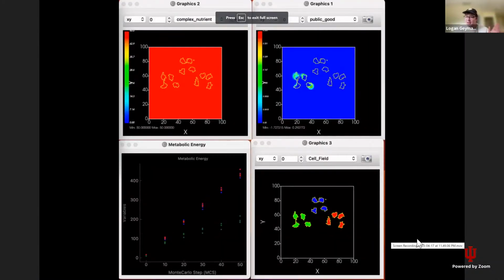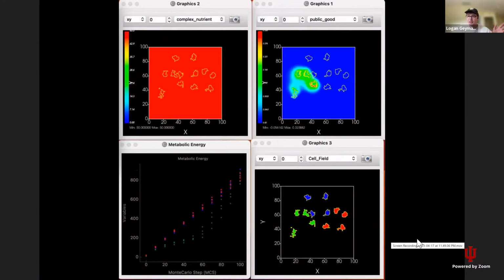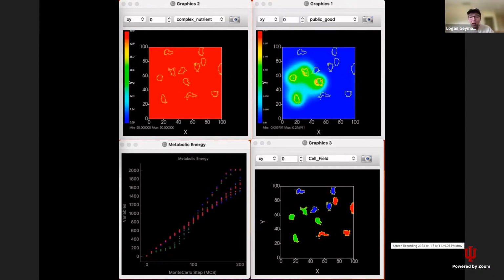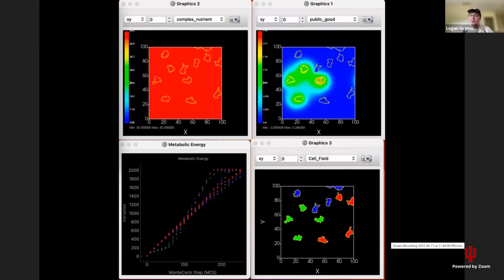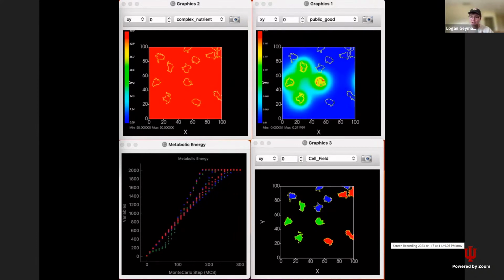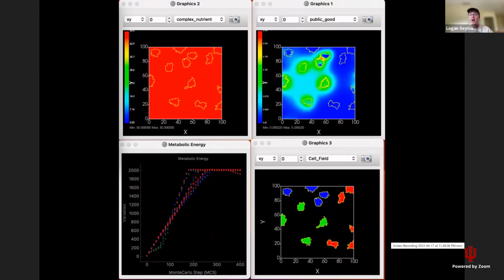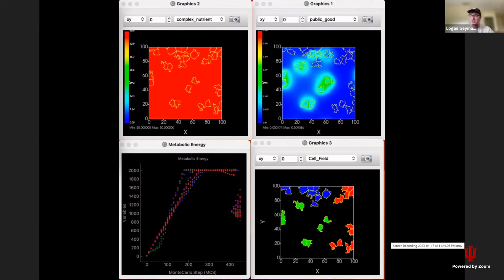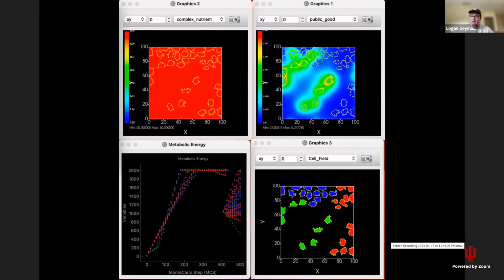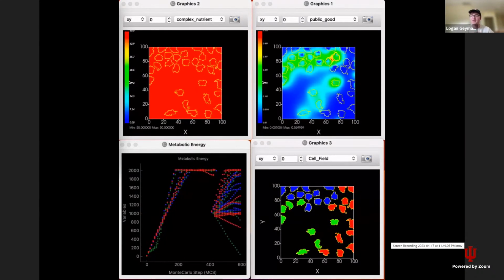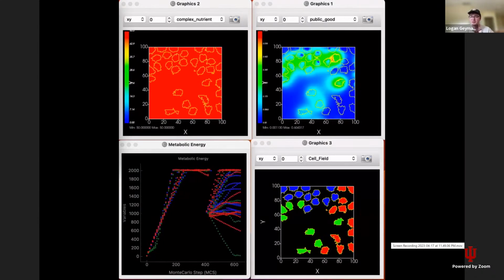So this gradient is from left to right. At the X minimum is where the concentration of drug is the highest, and that steadily decreases as we reach the X maximum. And you'll start to notice that this time we see an increased expression of that public good and an increased digestion of the complex nutrient. And that changes our energy dynamics, which you'll be able to look at in the metabolic energy plot, as well as different spatial distributions of the cells as well.